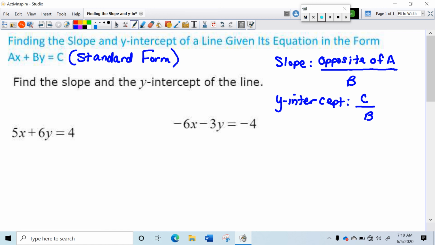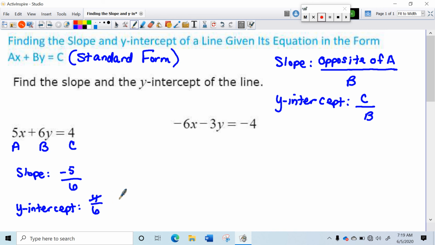Okay, so on these, I have a is in front of x, b is in front of y, c is the constant term. So my slope is the opposite of a, so I've got a is 5, the opposite of positive 5 is negative 5 over b. Well, b is 6, so that's the slope. The y-intercept is c is 4, over b is 6.